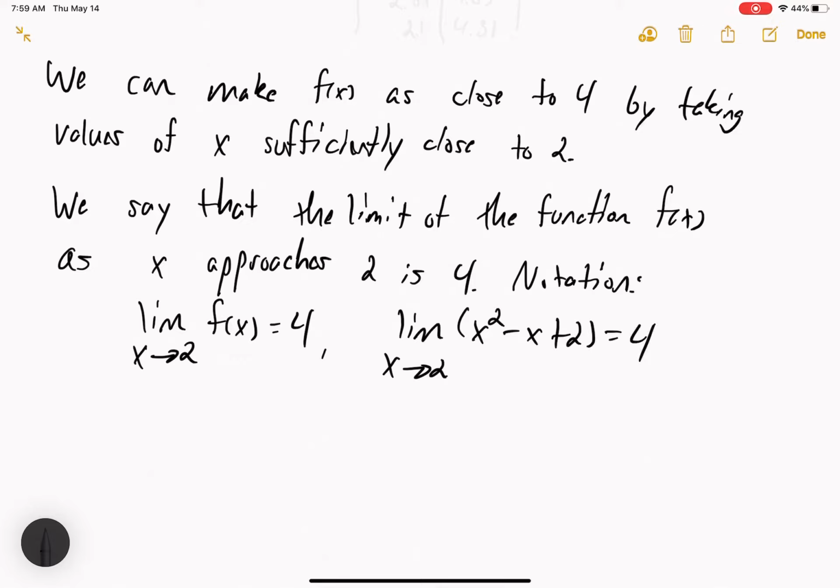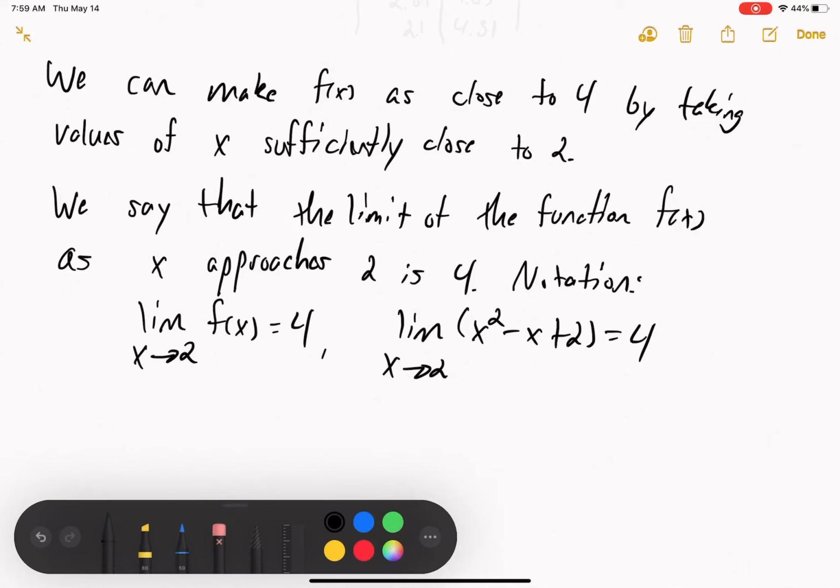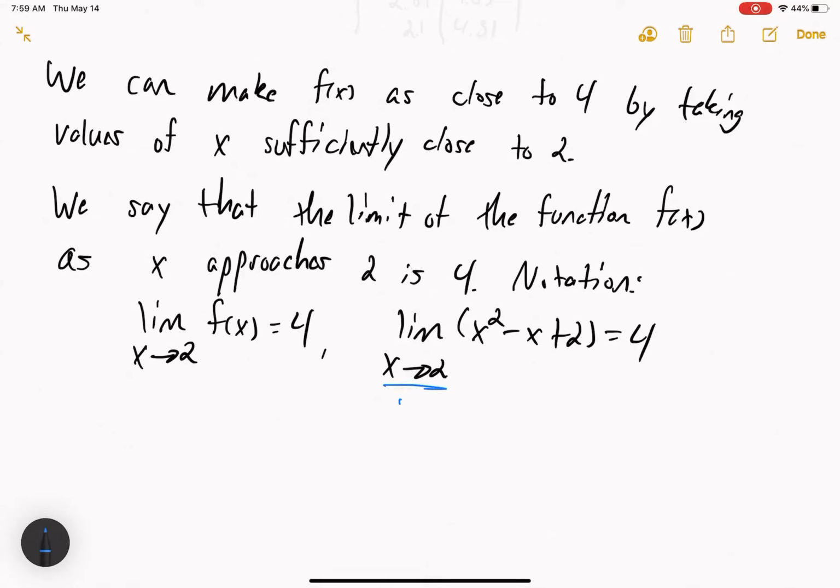And that's how we'd write that. So again, this part here kind of clarifies what values of x we're taking, and this is kind of telling us what the function is doing. So what we're saying right here is, as x goes to 2, this function right here goes to 4.